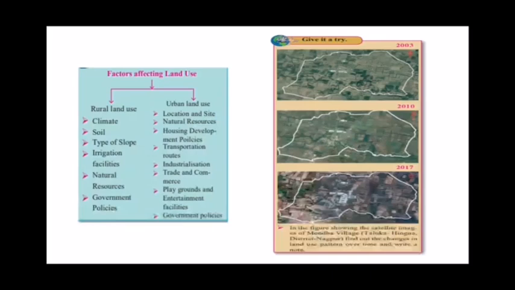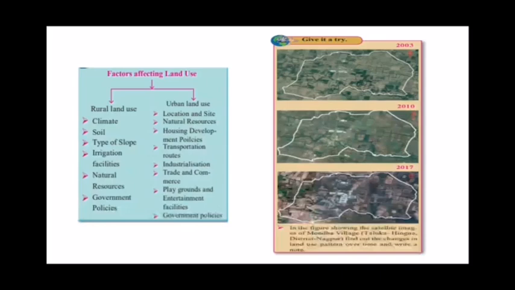Now children, there are various factors that affect land use. What are they? We have rural land use and urban land use. Now in rural land use, what are the different things that affect the land use? First is the climate. Then we have soil, type of slope, irrigation facilities, natural resources, and government policies. These are all the factors that affect land use in the rural areas.